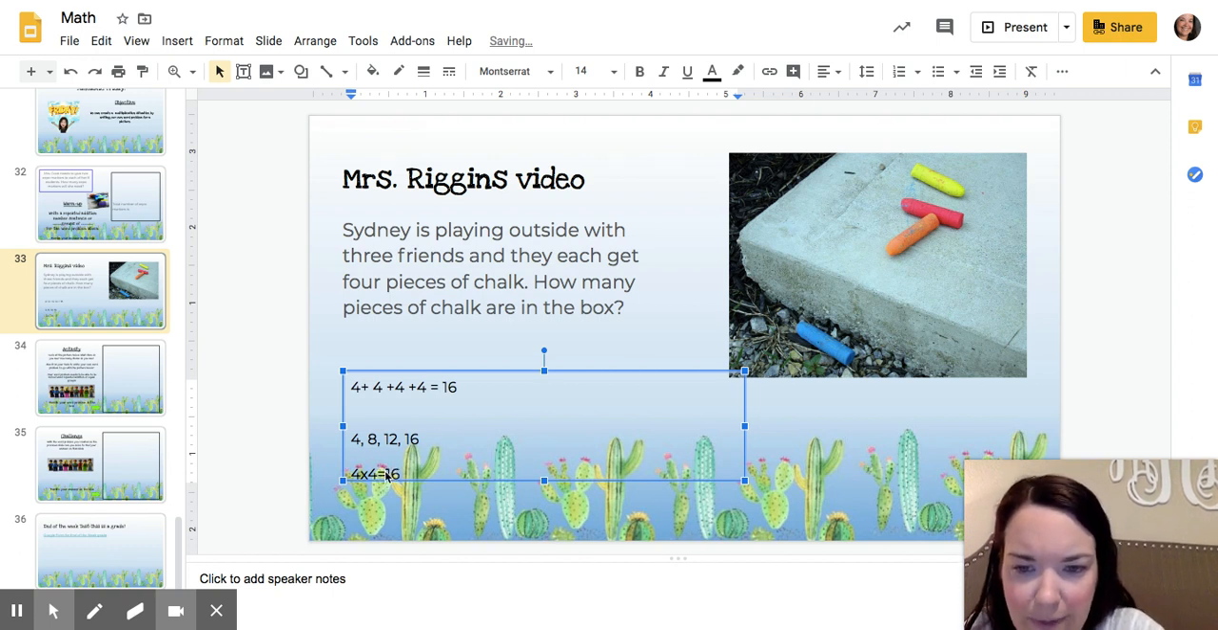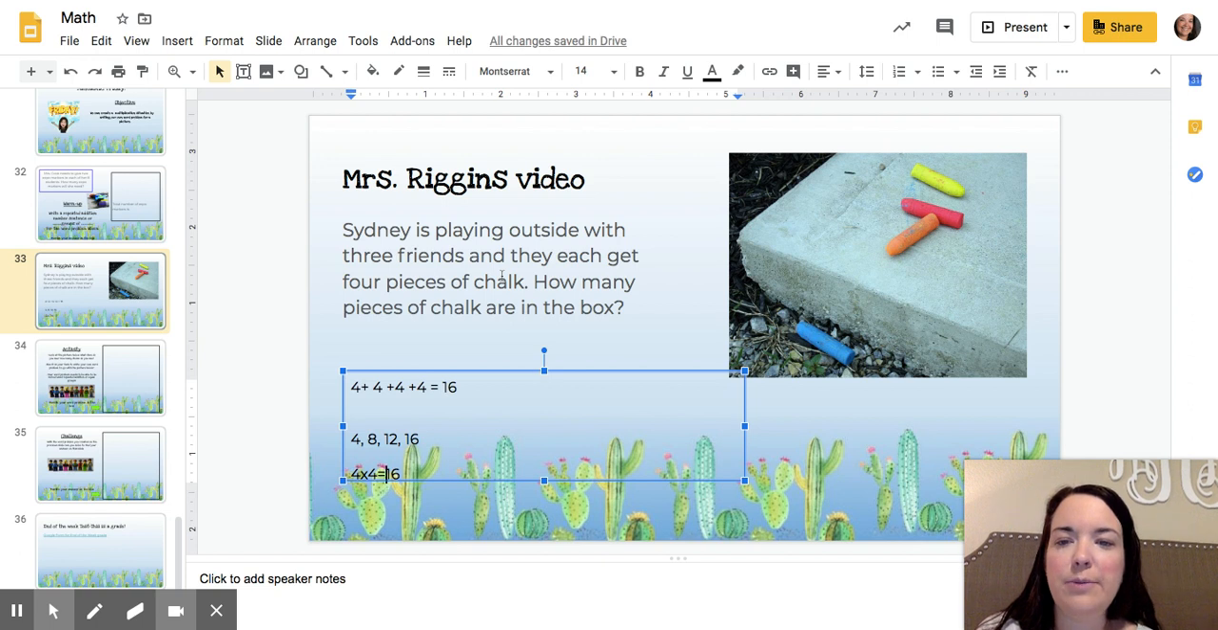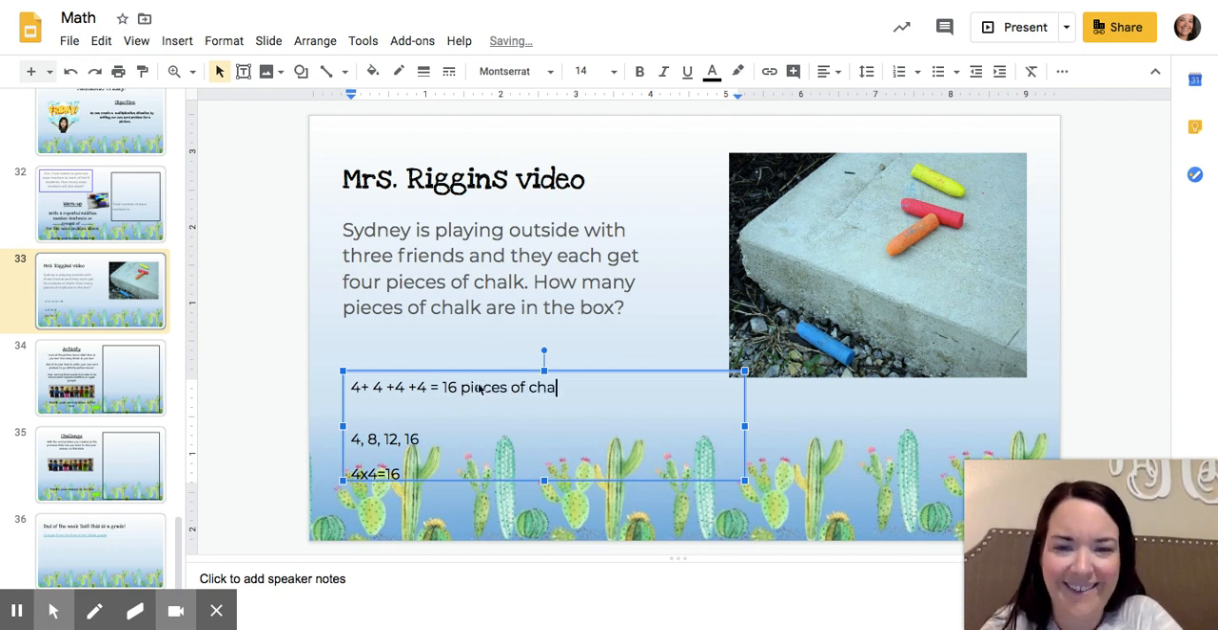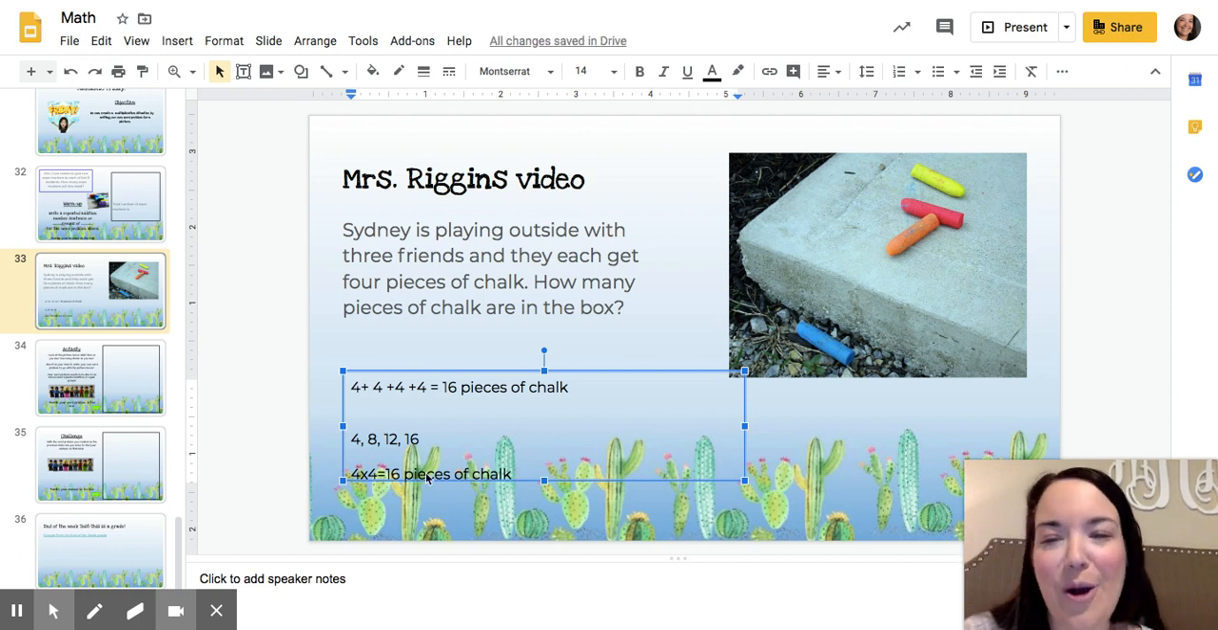There we go. Let's review just to make sure that we're on the same page, that it makes sense. Sydney is playing outside with her 3 friends, and they each get 4 pieces of chalk. How many pieces of chalk are in the box? So there are 16. This is the details that you notice. 16 pieces of chalk. Okay, so that is how you generate your own word problem.